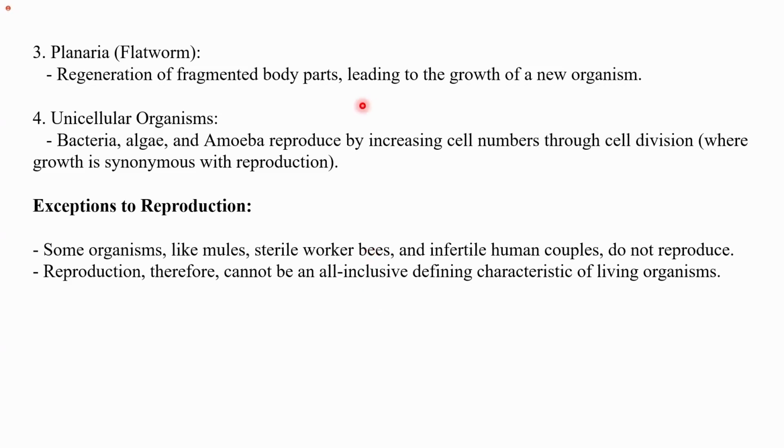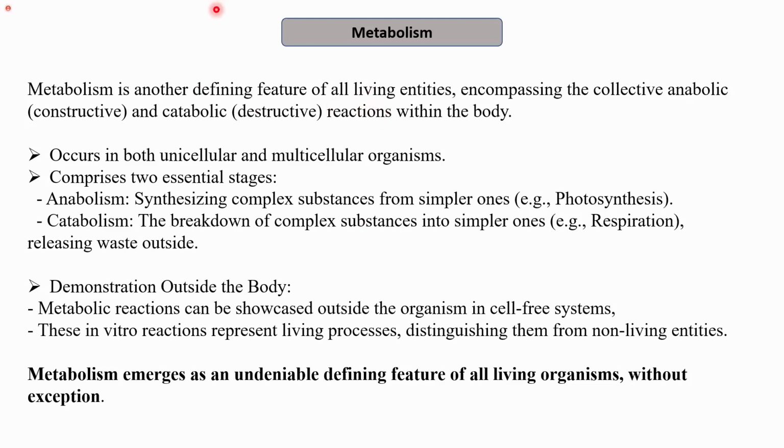Now we move to the next characteristic of living organisms, which is metabolism. Metabolism refers to the metabolic activities taking place inside the cells. Metabolism involves catabolism and anabolism, which is the breaking down of materials or the formation of new materials inside the cells. It is another defining feature of all living entities, encompassing the collective anabolic, which is the constructive process, and the catabolic, which is the destructive reactions within the body. So metabolism is equal to anabolism plus catabolism.